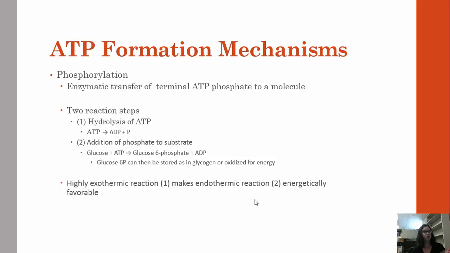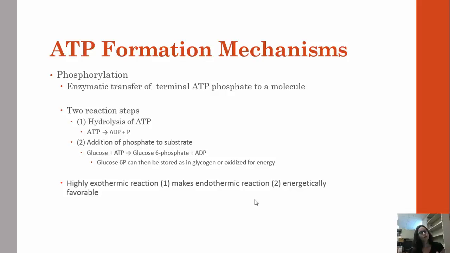So we have the glucose, we have the ATP. ATP is broken up, so we just have the ADP, and this phosphate is added onto glucose to become glucose 6 phosphate, or G6P, which I'm sure you've seen when you've looked at the TCA cycle in the past.